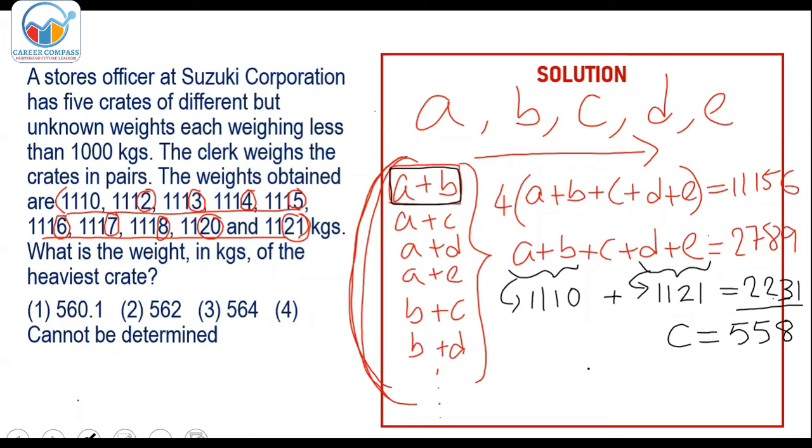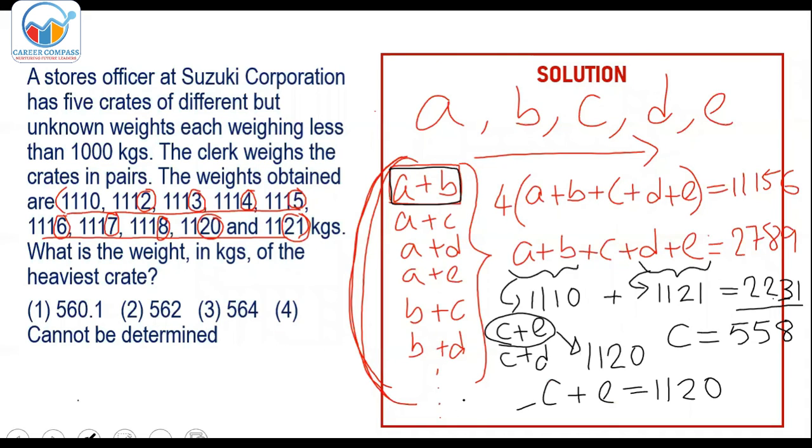Now, can you tell me 1120 corresponds to what? I will give you two options. One is C plus E and one is C plus D. No doubt, C plus E is higher than C plus D. Since 1120 is the second largest number, C plus E must be 1120. Out of which you know that C is equal to 558, and hence you can comfortably say E will be equal to 562, which is what they have asked.